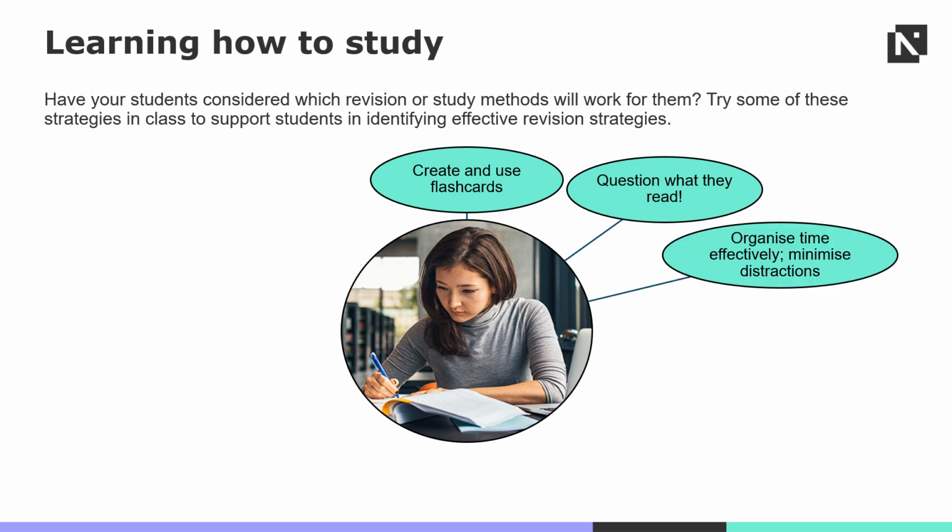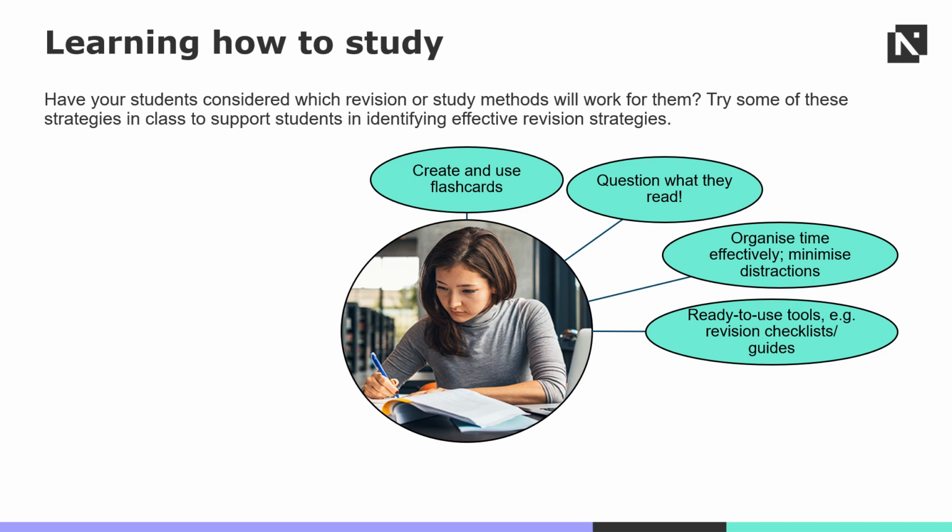Help students organise their time effectively to avoid last-minute cramming. For example, teach them to use tools like online calendars or apps. And you could introduce techniques such as the Pomodoro technique, which is 25 minutes of focused study, followed by a 5-minute break. Encourage students to focus on weaker areas rather than wasting precious time revising what they already know. And discuss how to create a positive study environment, i.e. limiting mobile phone use. You could offer ready-to-use tools to help students get started, for example revision checklists or subject-specific practice questions or guides.